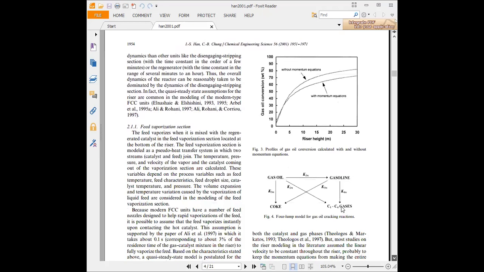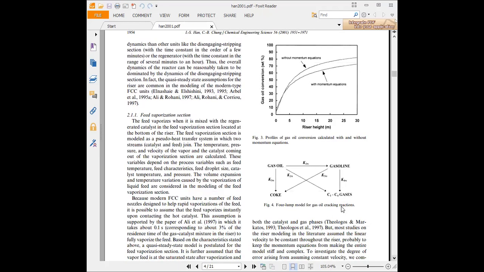Next, what you have to do now, right? Now you have to take the different sections separately. You may take the different sections separately, try to work on them and get the desired results. Okay, so let's say here it depends upon different variables, like the temperature, pressure, velocity of the vapor and catalyst coming out of the vaporization section. So these are calculated by this group of researchers.